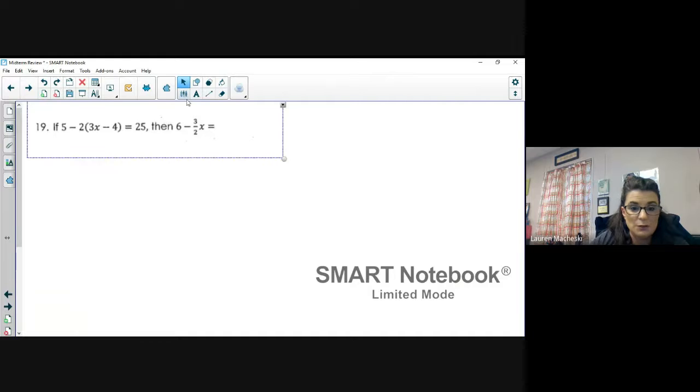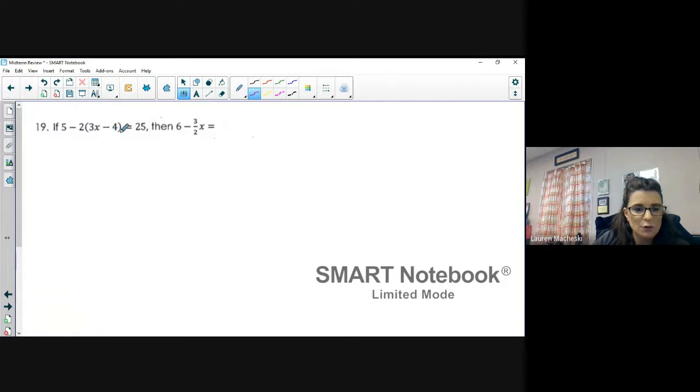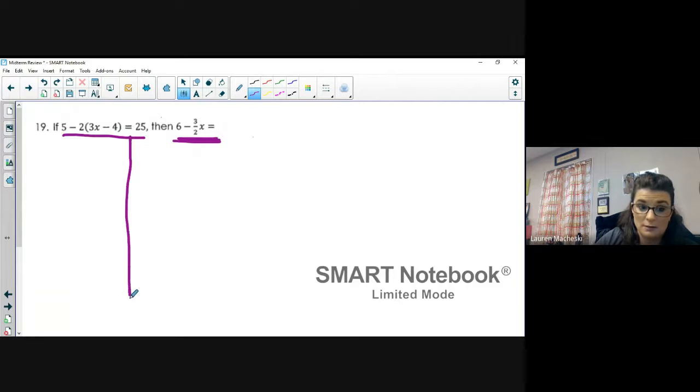All right, this one's a really good question. It says, if 5 minus 2 times (3x minus 4) equals 25, then what's this going to equal? You got to know what x is first. So you have to use this first one to actually solve for x.